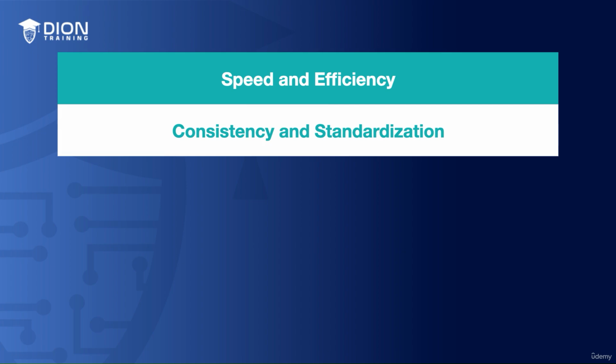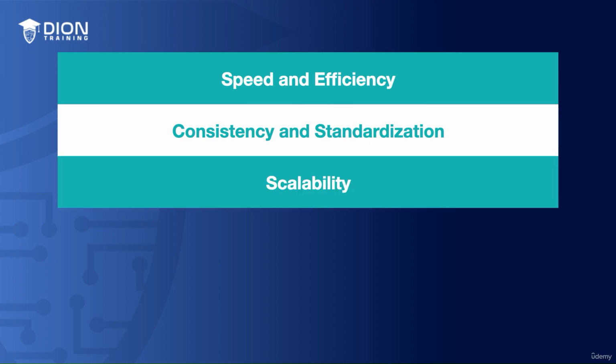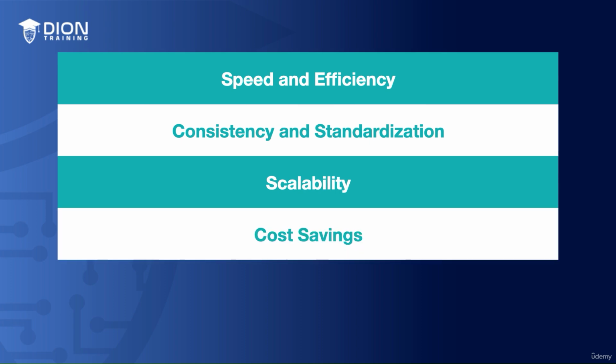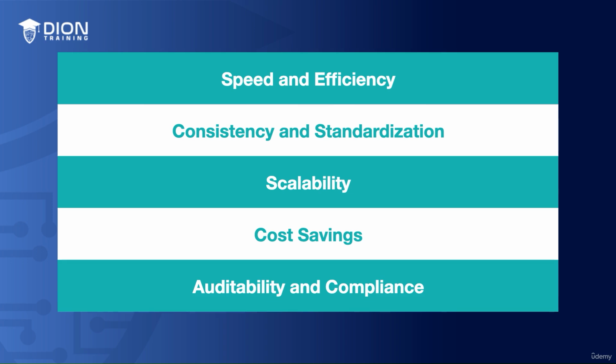By defining infrastructure in code, organizations can ensure that every environment is set up the same way, reducing inconsistencies and errors. Next, scalability. Infrastructure as code makes it easy to replicate infrastructure setups, which can be particularly useful when scaling up operations. Next, cost savings. By automating infrastructure management, organizations can reduce the time and resources spent on manual configuration and troubleshooting. Finally, auditability and compliance. Since the infrastructure is defined in the code, it can be versioned and audited, making it easier to track changes and maintain compliance.